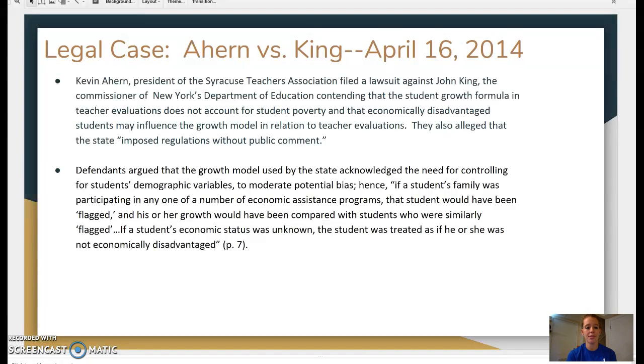This is a huge topic. I think this is a really interesting case because at what level do we factor student demographics into evaluations, or can we or should we? They also allege that the state imposed regulations about this without public comment.